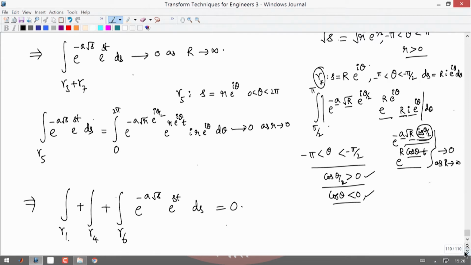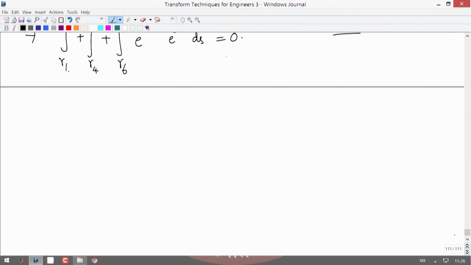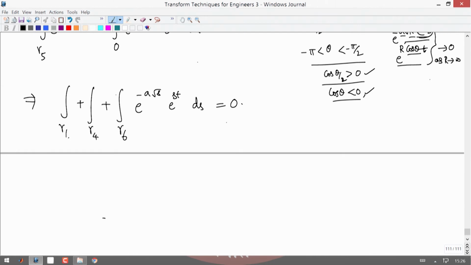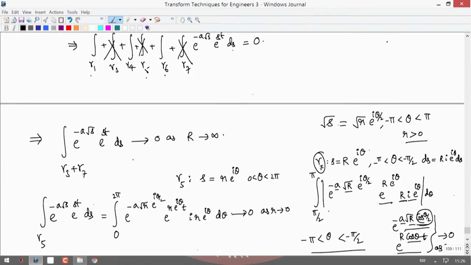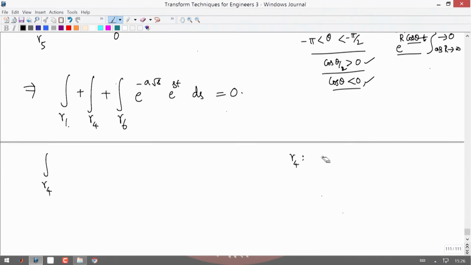So, this is what you have right now. Okay. So, let us look at what happens to gamma 4 as r goes to... Gamma 4, so for this you look at its parameterization. The piece over the negative x axis becomes a real number times e power i pi.